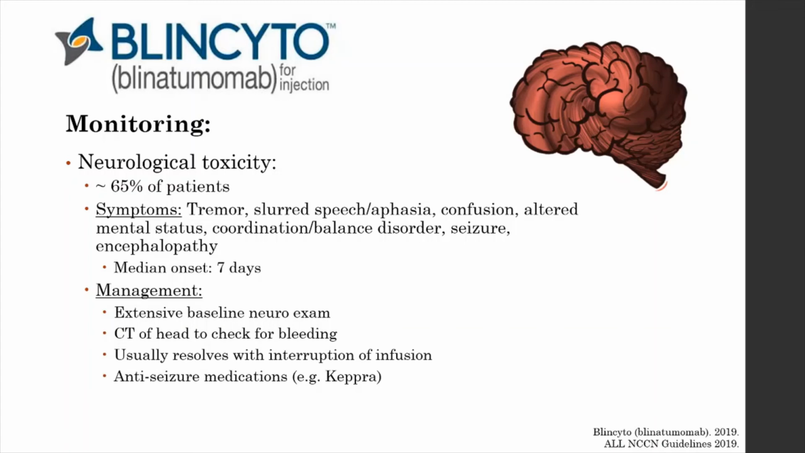And to manage this, you really need to do an extensive baseline neuroexam to be able to check for changes in the patients. You also need to do CTs of the head to check for bleeding if they have acute changes. And the good thing about this is that it usually resolves with interruption of the infusion. And then if needed, you can also use anti-seizure medications like Keppra.